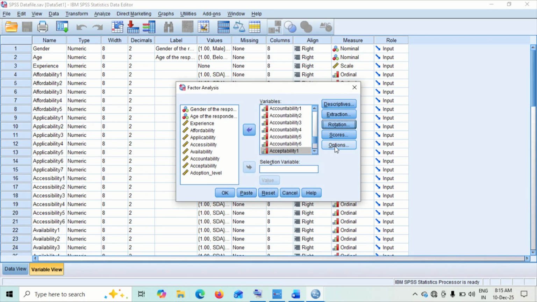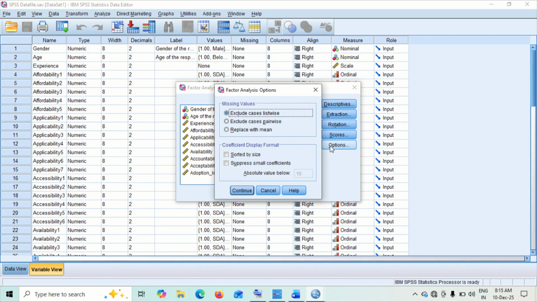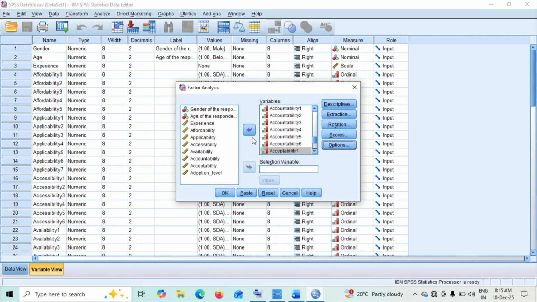Thereafter, the next one is options. In this option, we have to select the coefficient display format, that is suppress small coefficients. That means the coefficients greater than 0.40 should be shown. The absolute values below 0.40 should be suppressed. Then continue. These are all the steps of exploratory factor analysis. Then click OK.